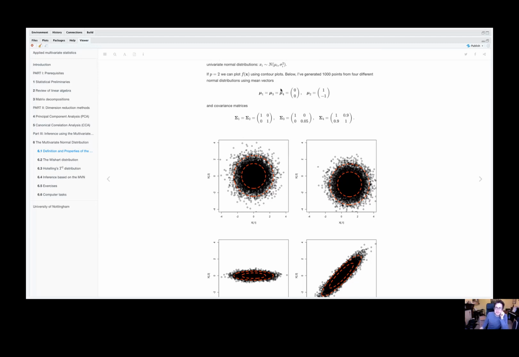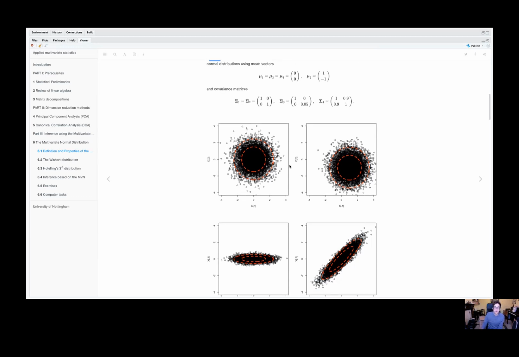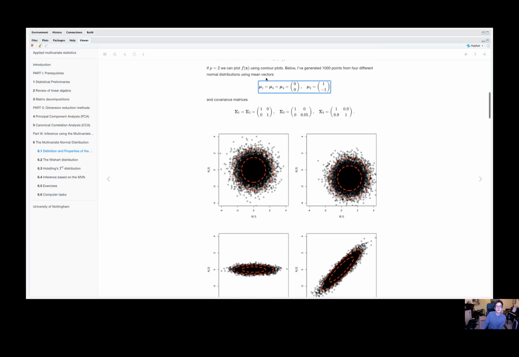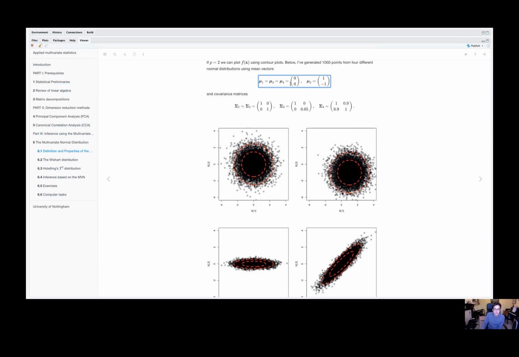Okay, so let's look at some examples of some points from a multivariate normal distribution. So let's fix p equal to 2, so 2 dimensions, so it's a bivariate normal distribution. And I'm going to pick 4 different distributions. Okay, so I'm going to change the mean vector. I'm going to change the covariance matrix. So first of all, the mean vector. I'm going to let the first cloud of points have mean 0, 0. Okay. And the covariance matrix is just going to be the identity.